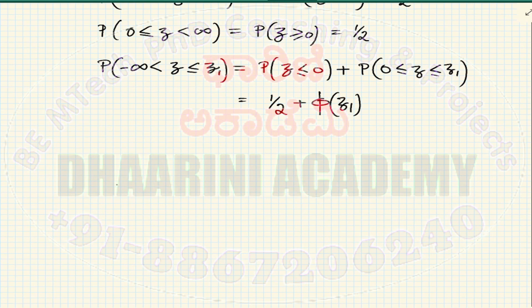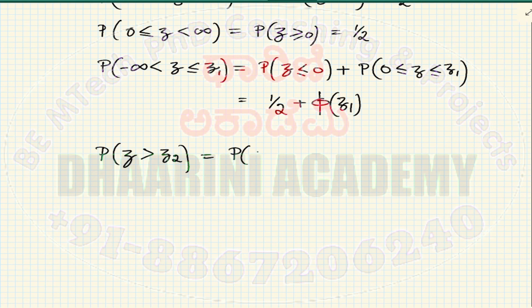Okay, let's go for another one. Say I want to calculate the probability of z greater than some other value z2. Greater than that means it can go till infinity, but I know the value only from 0 to z2, which is on the right side. How do you represent this problem now? We can represent this using this notation.